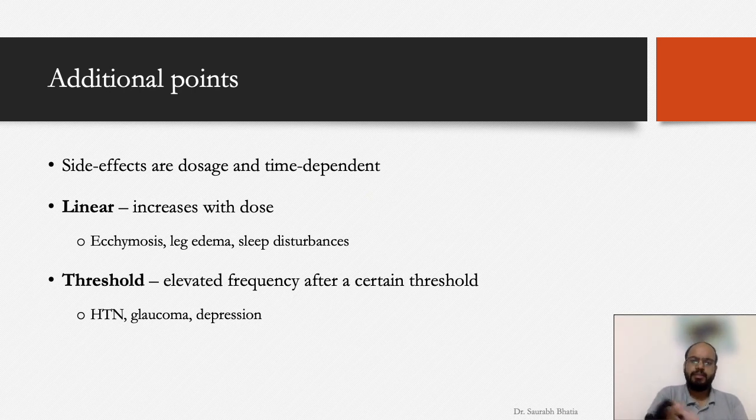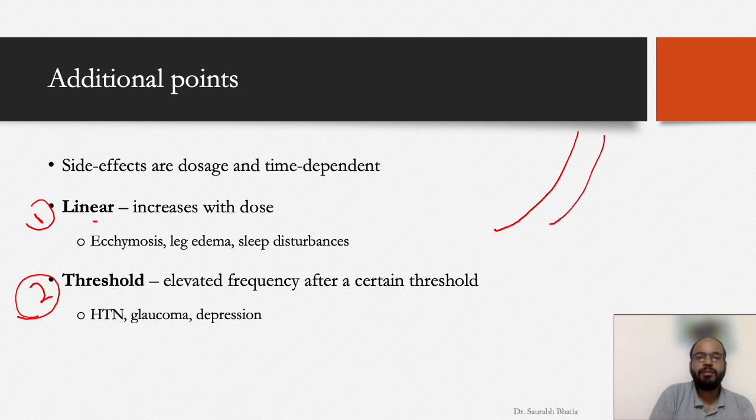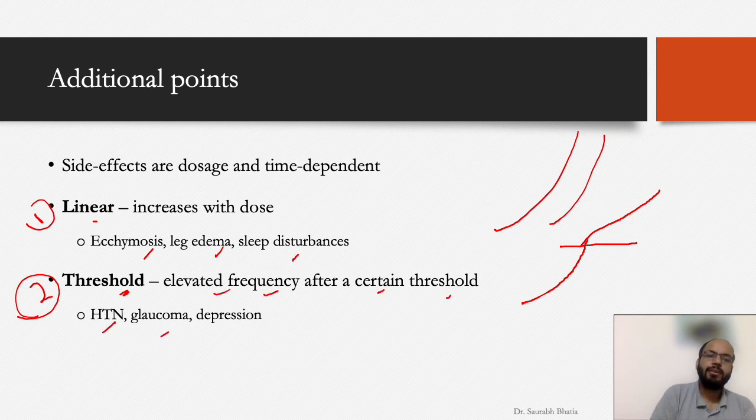Now, some additional points. We are just nearing the end of the presentation. These side effects can be classified into two parts. One is linear. The second is threshold based. Linear means that whenever you increase the dose, the side effects will also increase. Side effects like ecchymosis, leg edema, and sleep disturbances all increase with the dose of steroids. Threshold-based ones do not increase much with increasing steroids, but when the dose crosses a certain level, they start to appear and then increase. So there is elevated frequency after a certain threshold. Side effects like hypertension, glaucoma, and depression are threshold-based. Just to mention because it was mentioned in books.